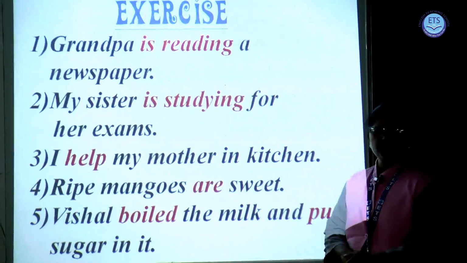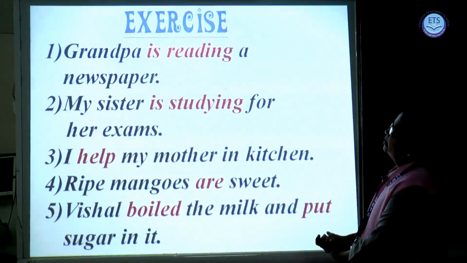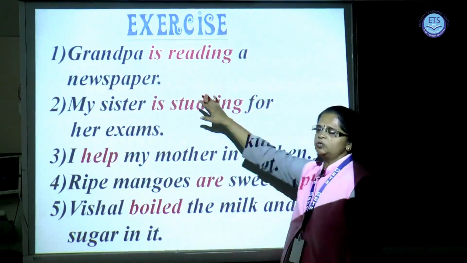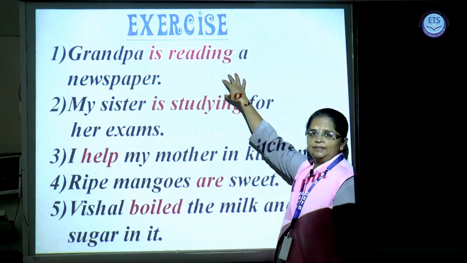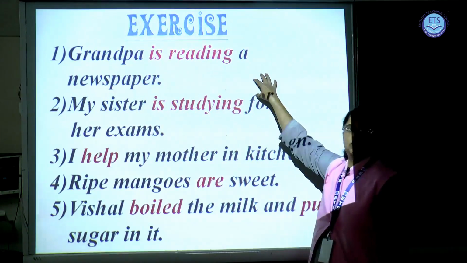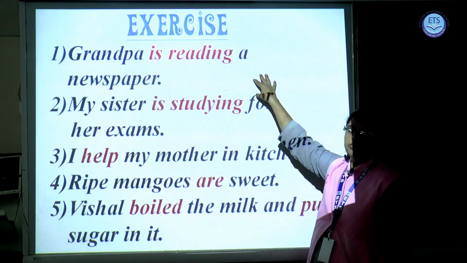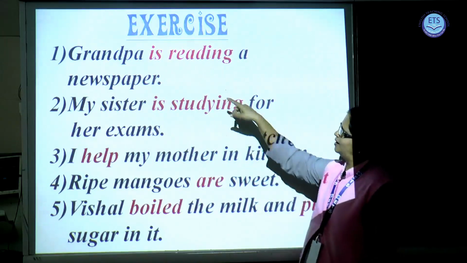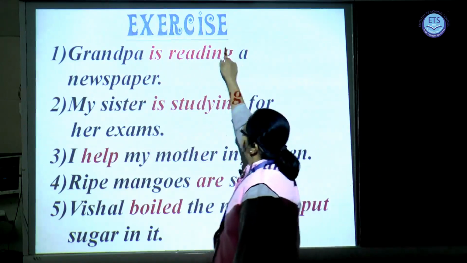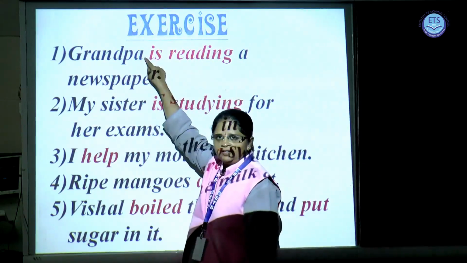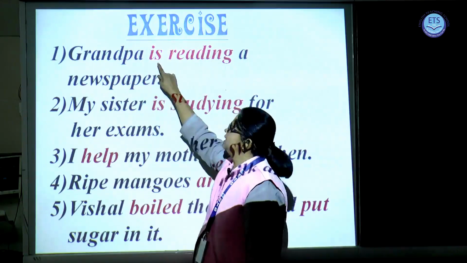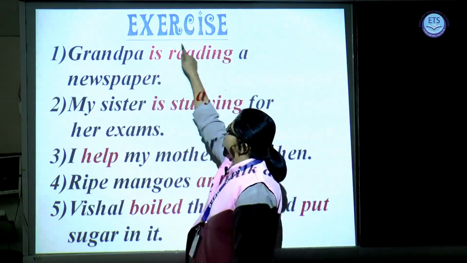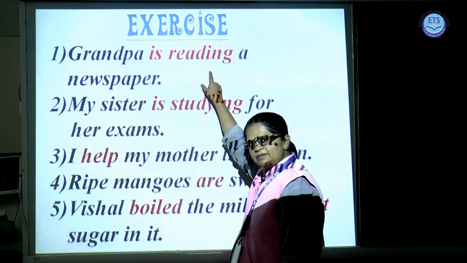Now, let us understand verbs by the exercise. Now, the first one: Grandpa is reading a newspaper. Now, in this sentence, children, they tell us what the grandpa is doing. You find that the grandpa is reading. What is the grandpa reading? A newspaper. So, again, reading becomes an action. What is grandpa doing? He is reading. What is he reading? A newspaper. So, is reading is the verb in the sentence.